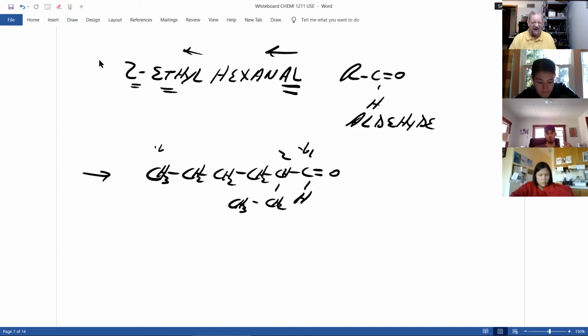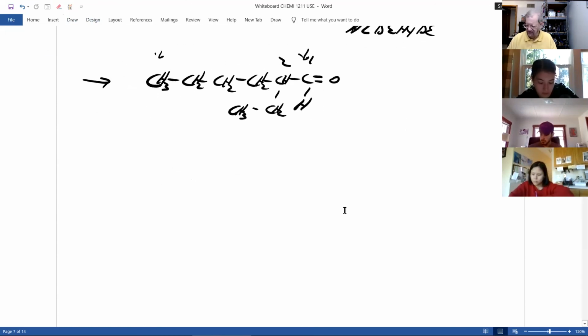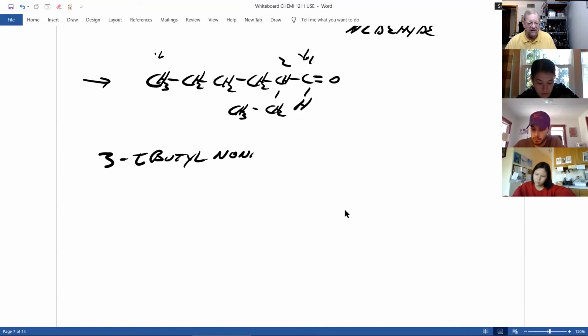Because I use this molecule to make molecules that nobody else could. And that was my first US patent, using 2-ethyl hexanal. And like I said, say hello to my old good friend of mine. Oh, let's do another one. And why don't you draw 3-t-butyl nonanal?